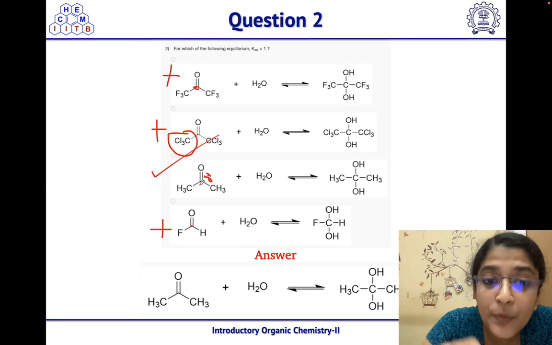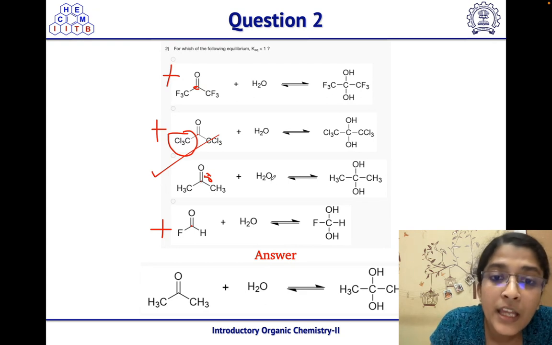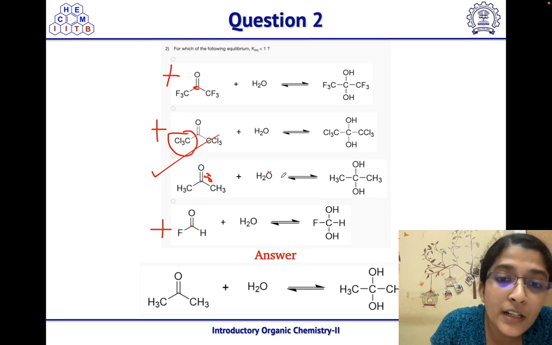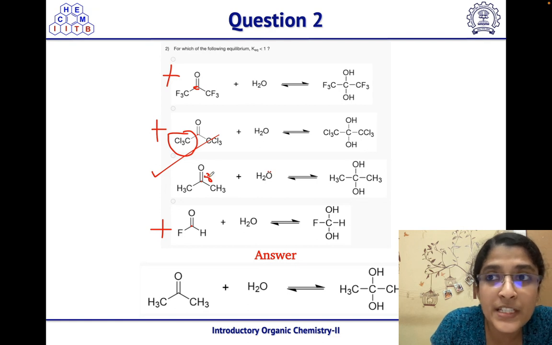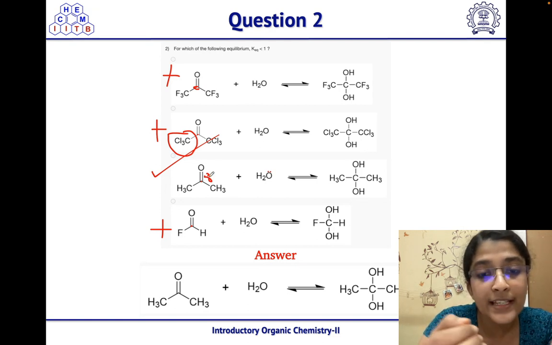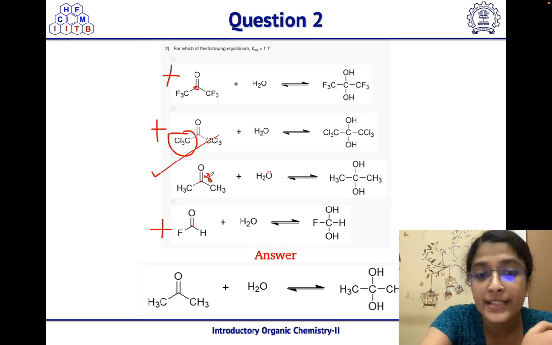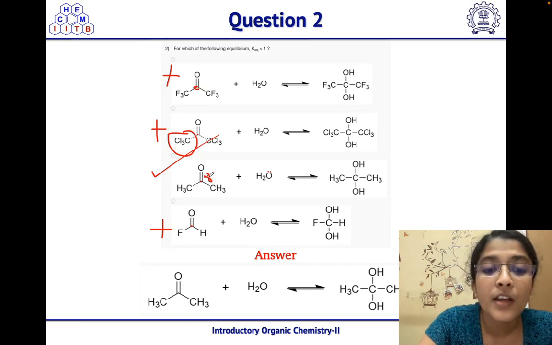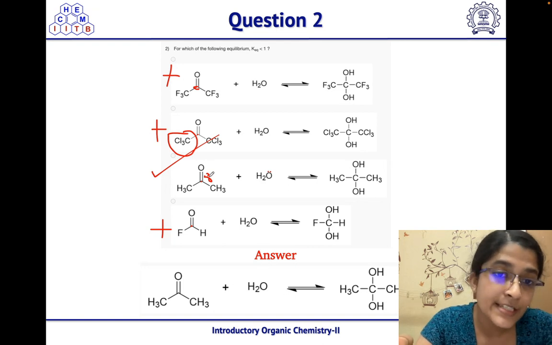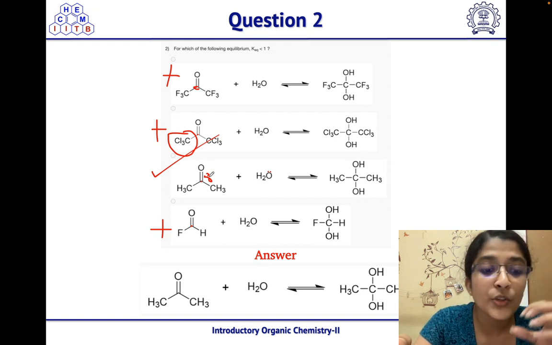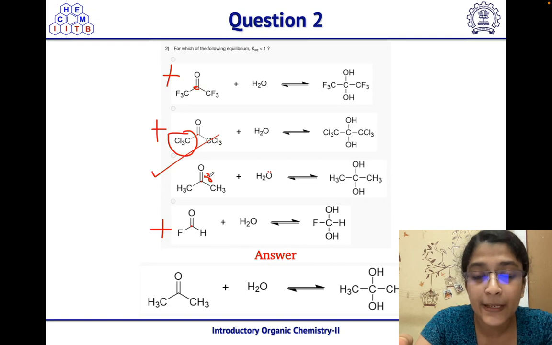If that positive charge is decreasing, then the electrons from water will be less facile to come and attack at the center, because it is not that positive. Like if it is an electrophilic center, then a nucleophile can come and attack very fast. Here that electrophilicity is decreasing, so nucleophilic attack will be less facile.